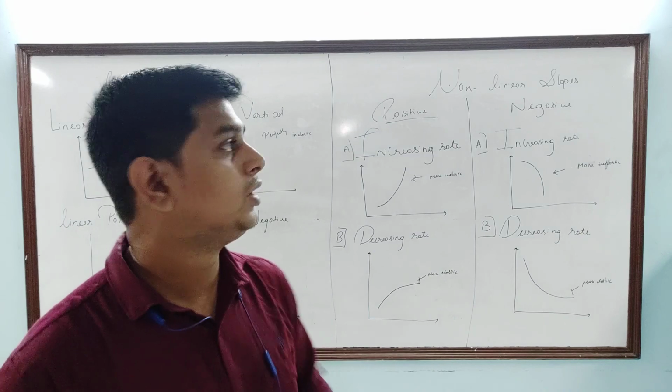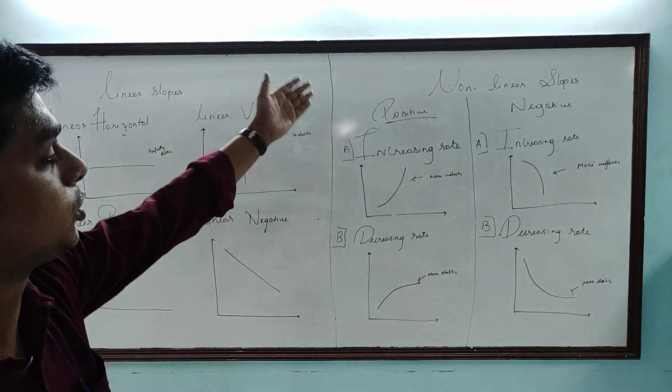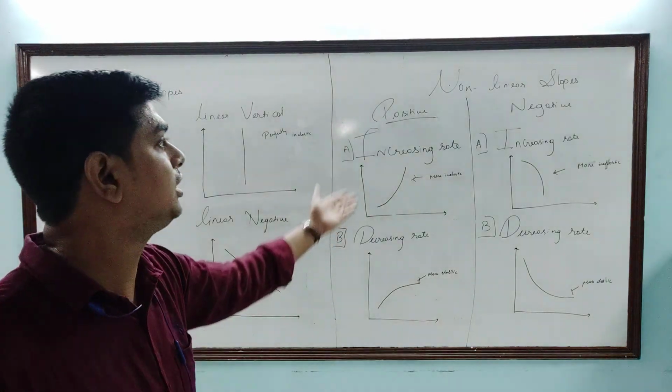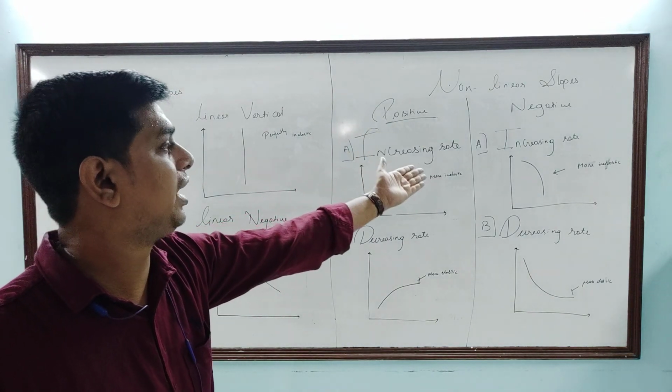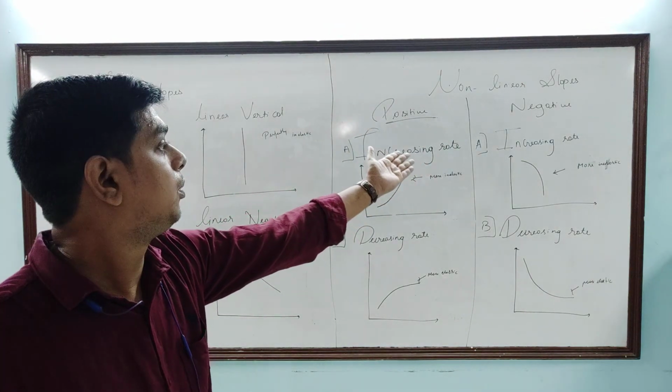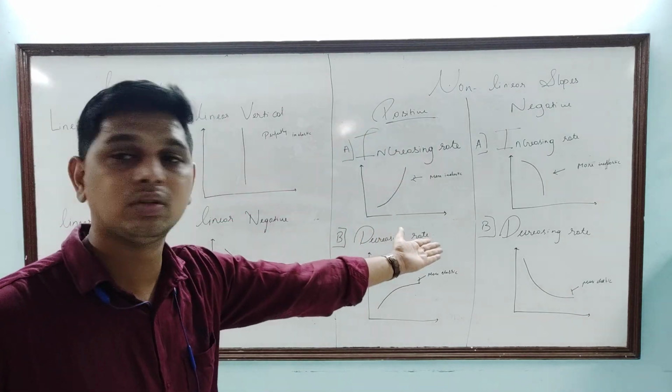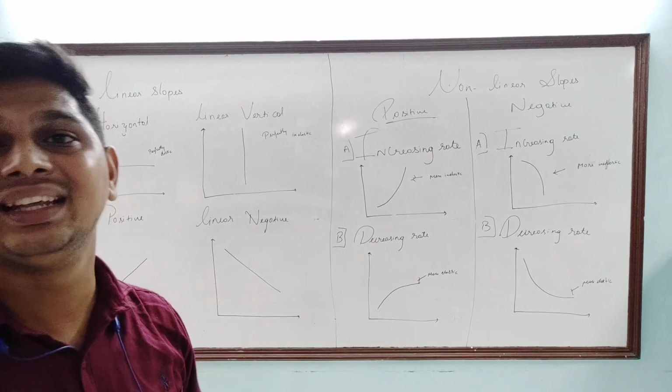So positive non-linear slope at increasing rate, positive non-linear slope at decreasing rate, negative non-linear slope at increasing rate, and negative non-linear slope at decreasing rate.